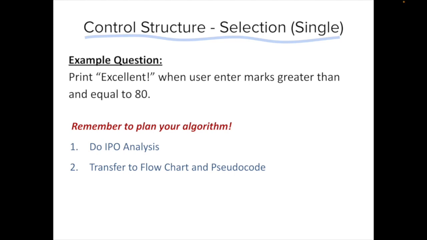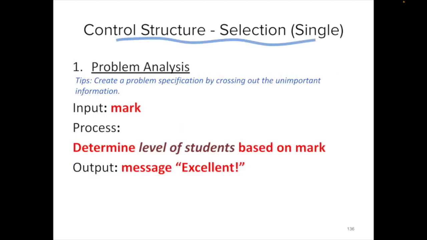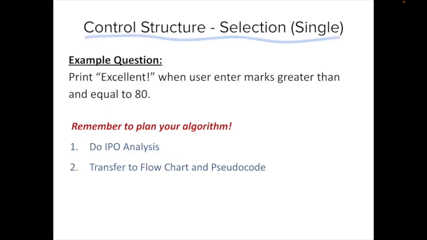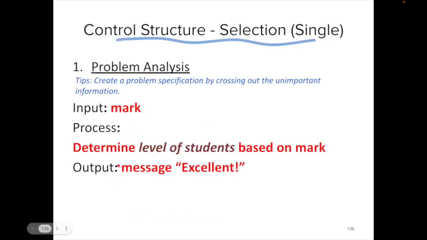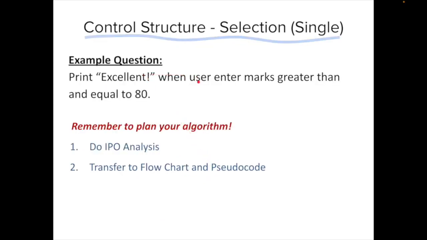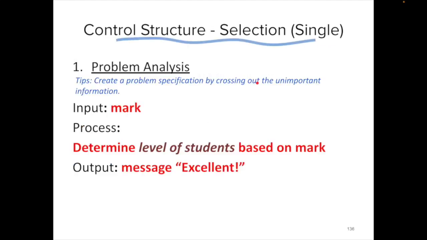Okay? So, tengok problem analysis kita. Okay. First thing first, kita nak cari output dia kan. Kita tengok balik soalan. Output dia minta apa? Print excellent. So, our output is message excellent. And then, input dia apa? When user enter marks greater than and equal to 80, it means that we need to input variable marks. So, our input here is mark.